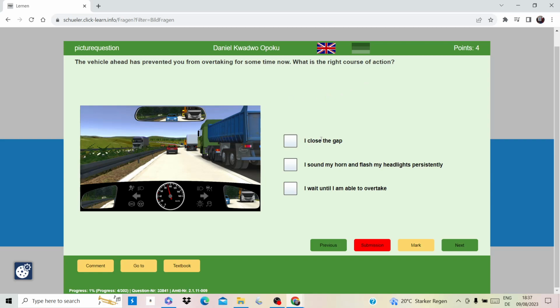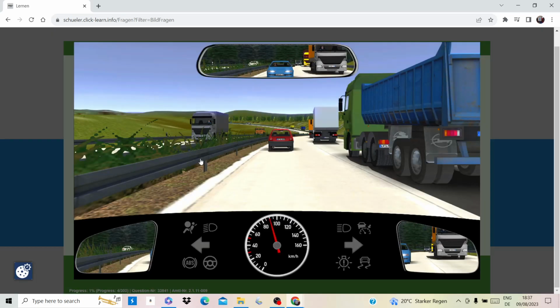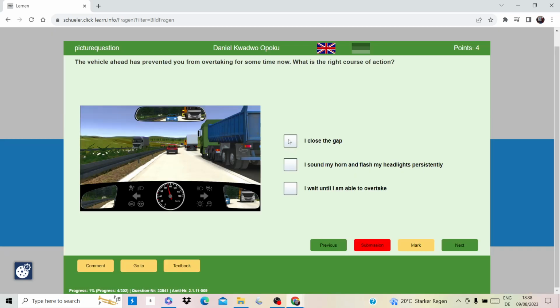So, answers. I close the gap. So we can see there's a gap between me and him. Here, this gap. I close. Closing the gap means that you drive close to that vehicle. You understand? Is this correct? No. You don't close the gap.